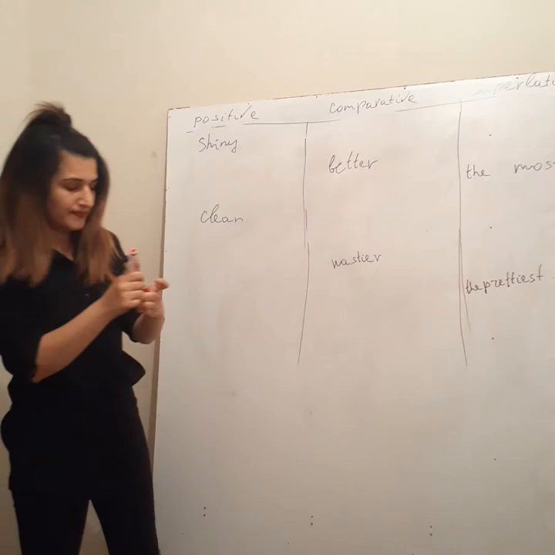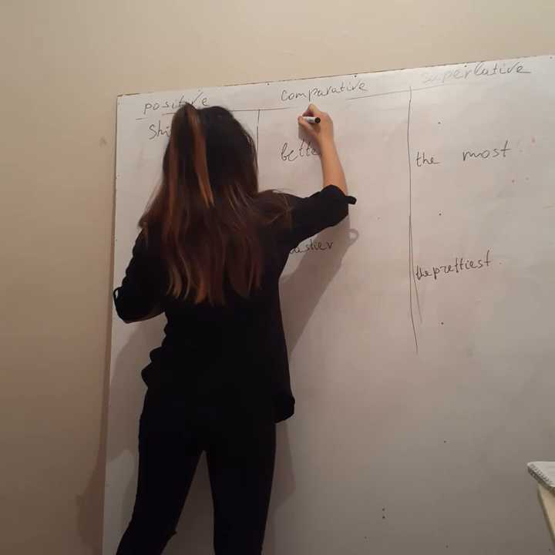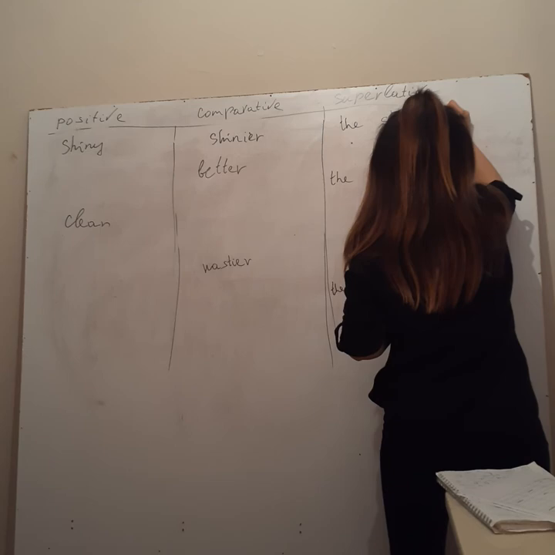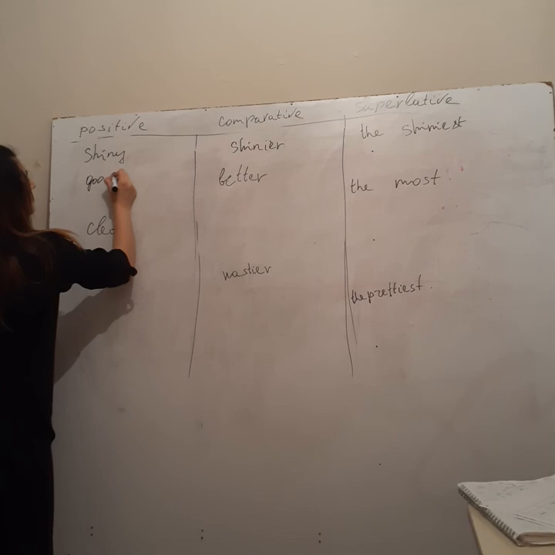For example, shiny. Shiny, shinier. Okay. Wait for me, please. Shinier and the shiniest. Shiniest. Okay. And another? Good. Okay. Well, better and the best. Okay, the best. Well done.